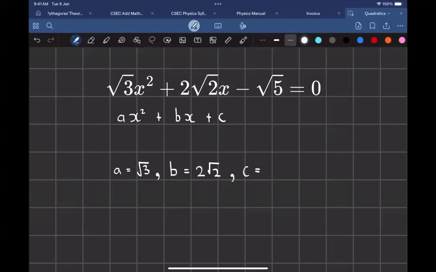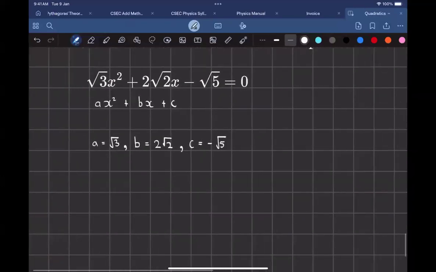Right? And Aliyah, what is C? C is equal to what? Minus root 5. Minus root 5. Cool. And Rihanna, remind me, what is the quadratic formula?